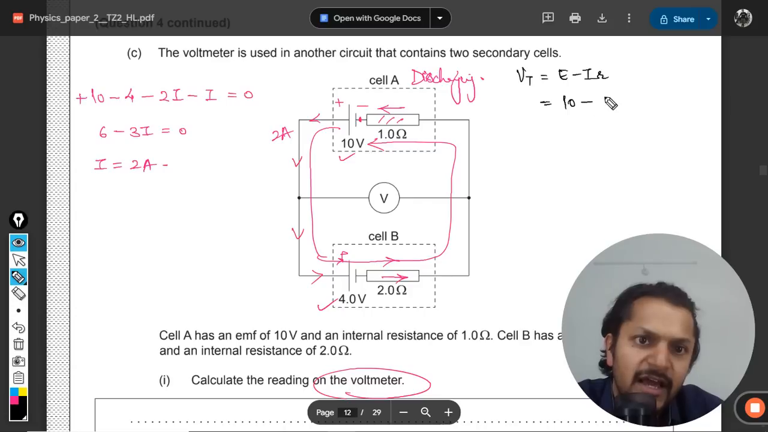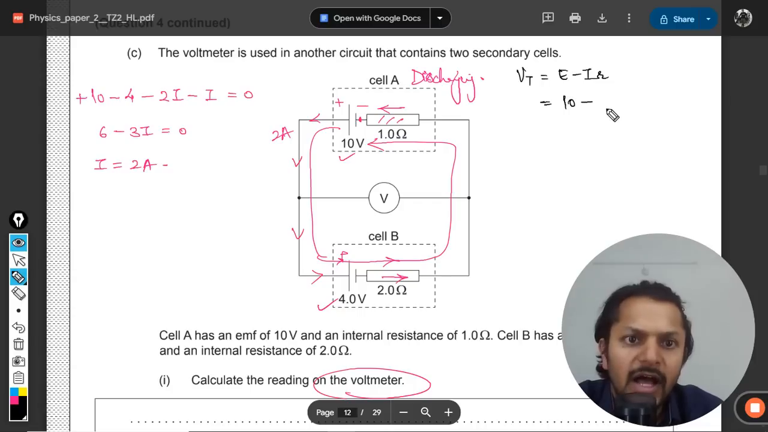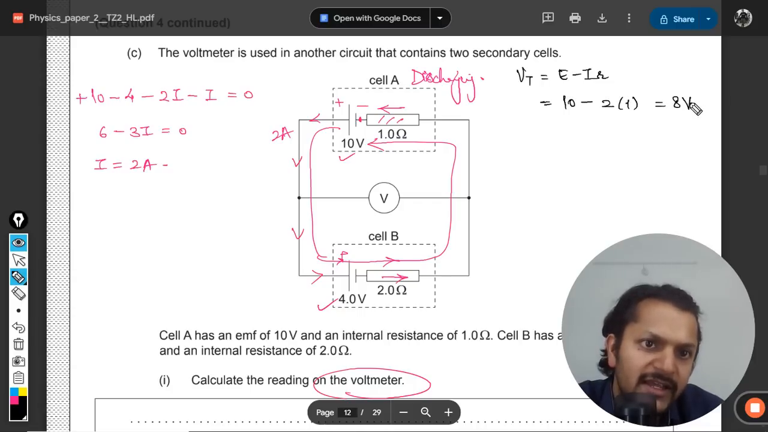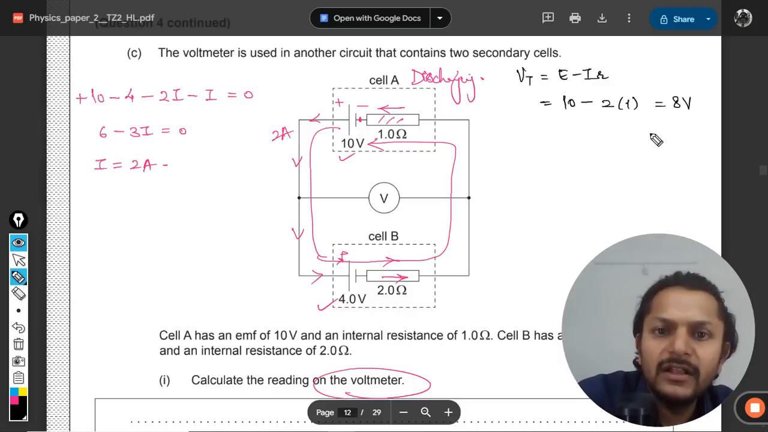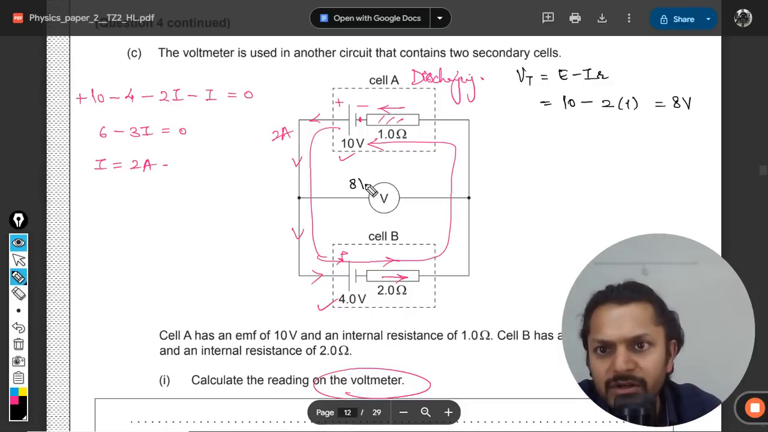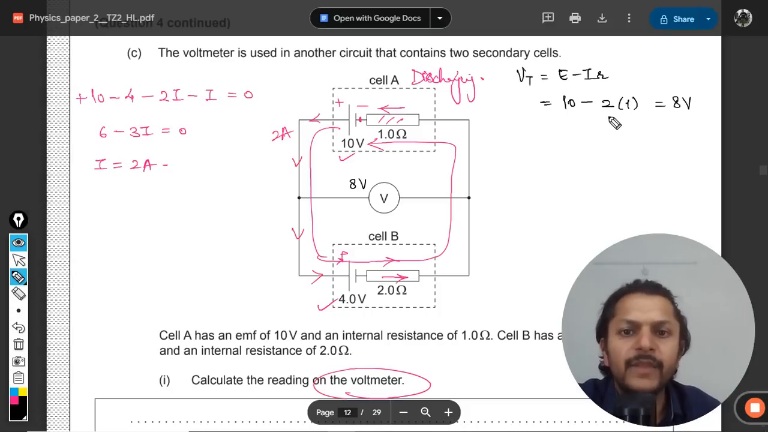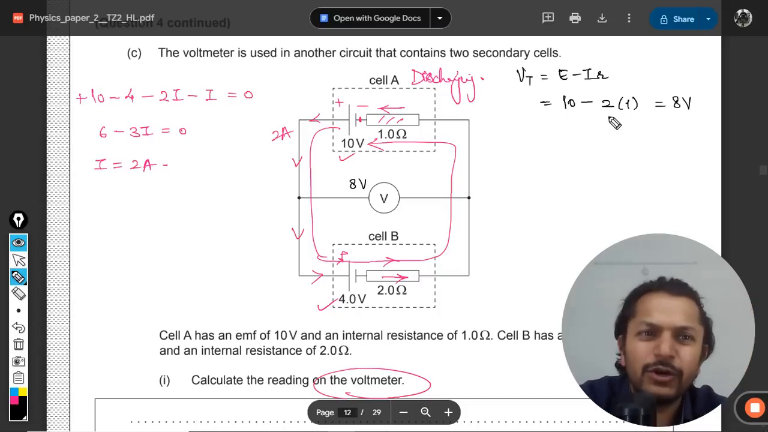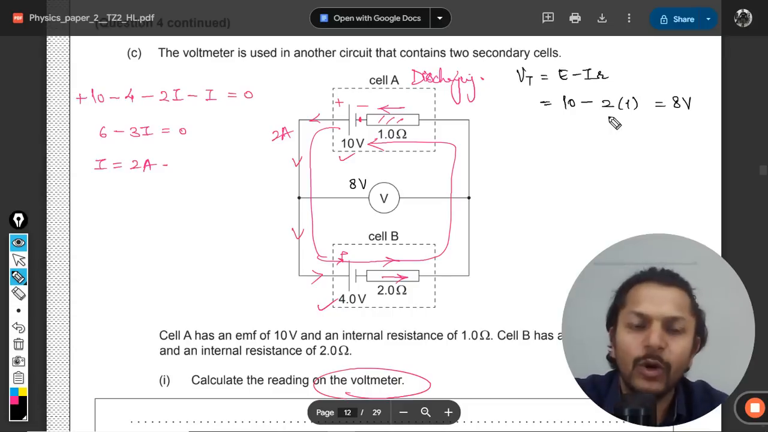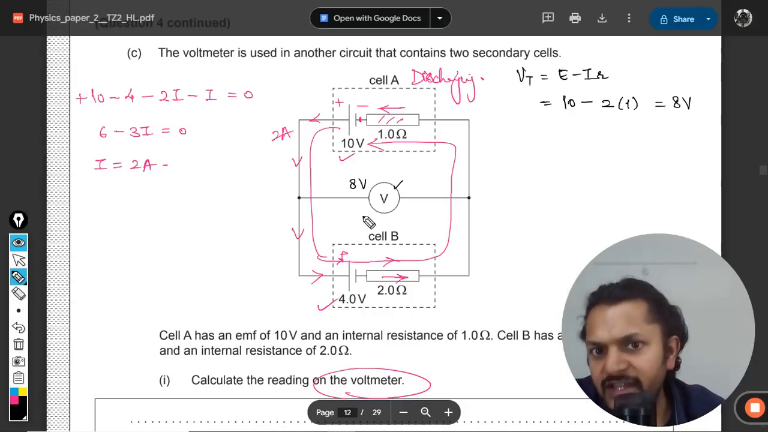E is 10. Now we know I is 2 amperes, R is 1. Clearly it is 8 volt. So it is 8 volt reading that we have in the voltmeter even now. Earlier also it was 8 volt only, but these two questions are qualitatively different, I would say. So this reading here is 8 volt.